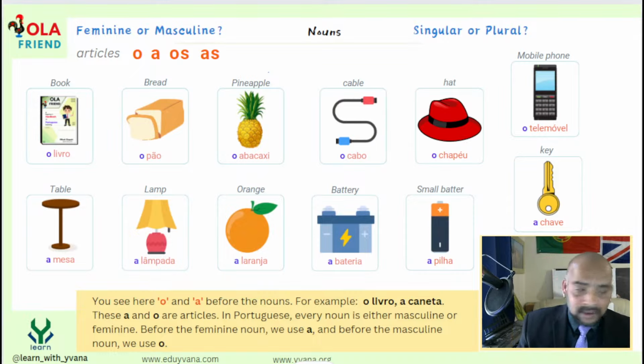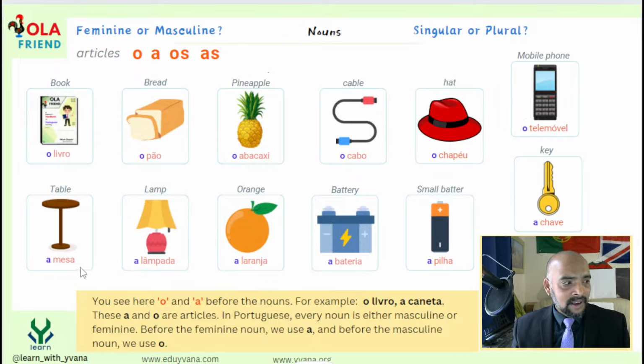And if you see here, for example, abacate, this is a pineapple, this is also a masculine noun. And o cabo is a masculine noun. Chapéu, the hat, o chapéu. So this hat is a masculine noun. And telemóvel, that means mobile phone, is a masculine noun.